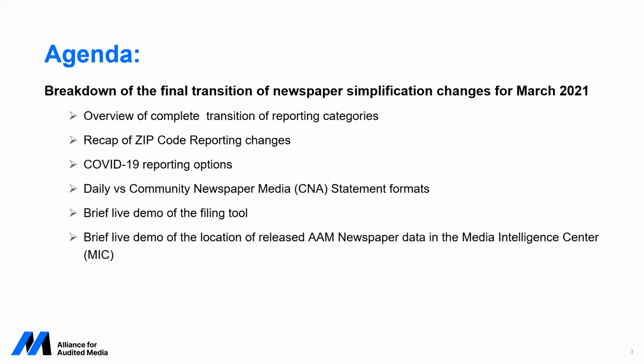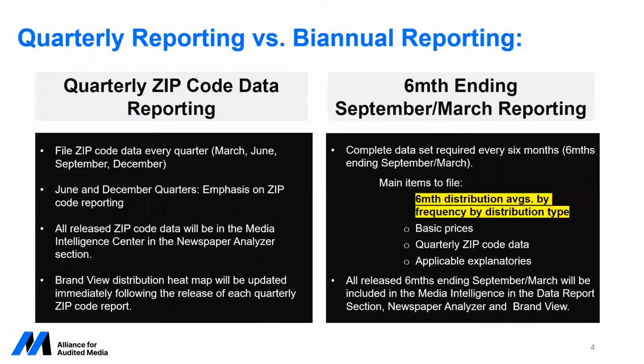So as you noticed in September, things had changed with filing. And I like this particular screen because it talks about the changes in reporting, how often you report to AAM and what you report to AAM. So just remember, on a quarterly basis, you will file zip code data. That remains the same. That has not changed.